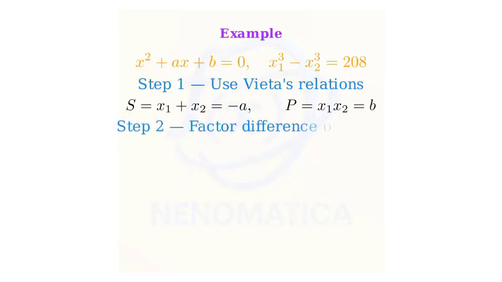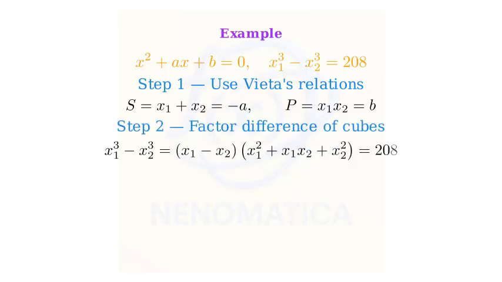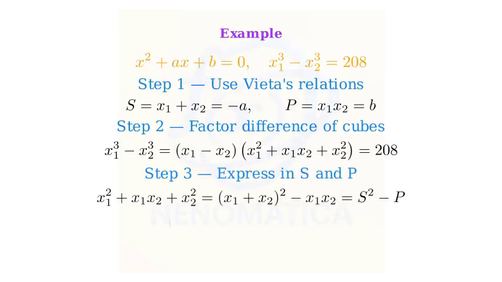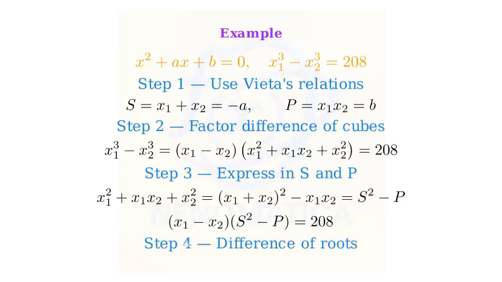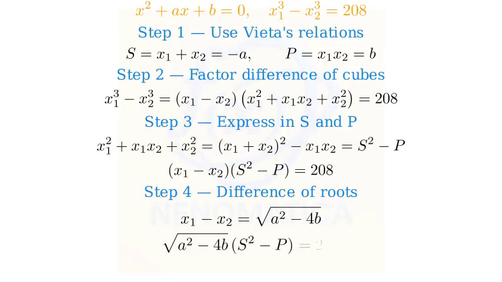Step 2. Factor the difference of cubes: x1 cubed minus x2 cubed equals (x1 minus x2) times (x1 squared plus x1 x2 plus x2 squared). Set this equal to 208. Step 3. Rewrite the quadratic part using s and p. The quantity x1 squared plus x1 x2 plus x2 squared equals s squared minus p. Step 4. The difference of the roots equals the square root of a squared minus 4b. That is, x1 minus x2 equals the square root of a squared minus 4b.